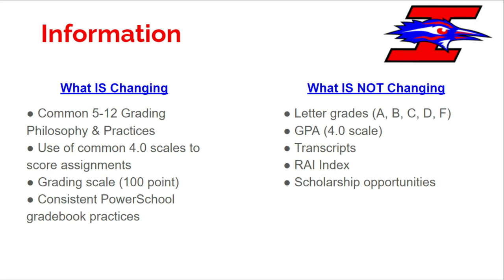The use of a common 4-point scale to score assignments or assessments, again, is one of those things that is changing for us. The grading scale is going from 100 points, or whatever the teacher might be assigning for a specific grade, down to that 4-point scale. And then consistent PowerSchool grading practices. So when you click in a gradebook, you understand what you're looking at, whether it's in English or math or science, whatever the subject might be for your son or daughter.